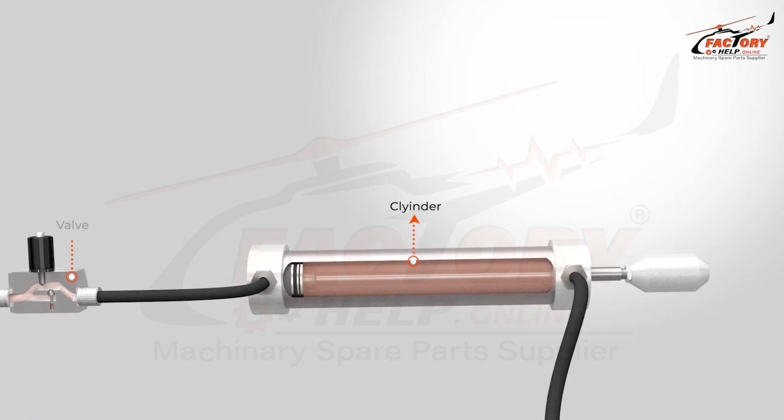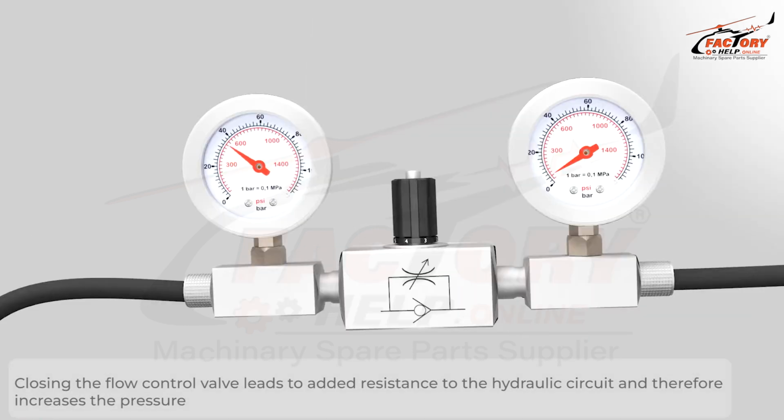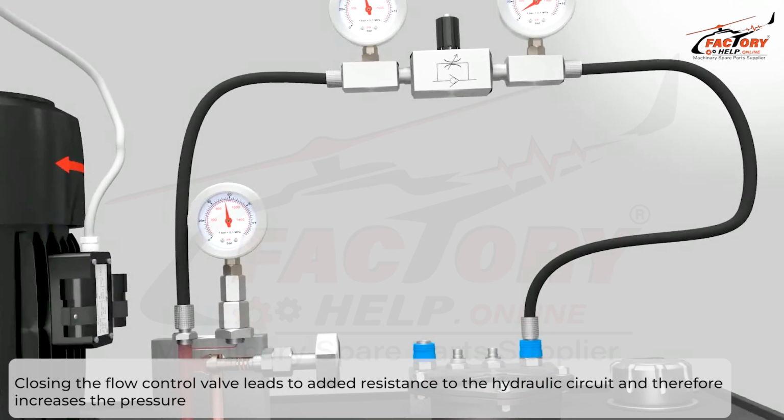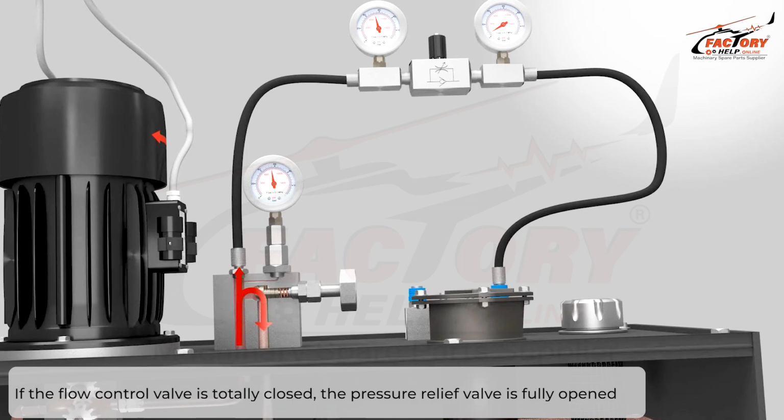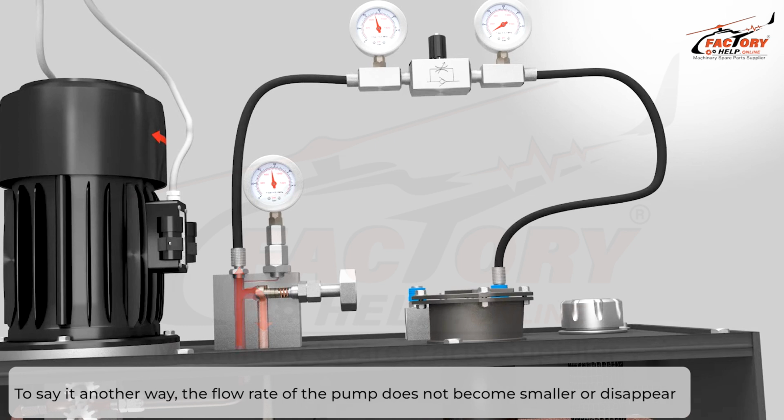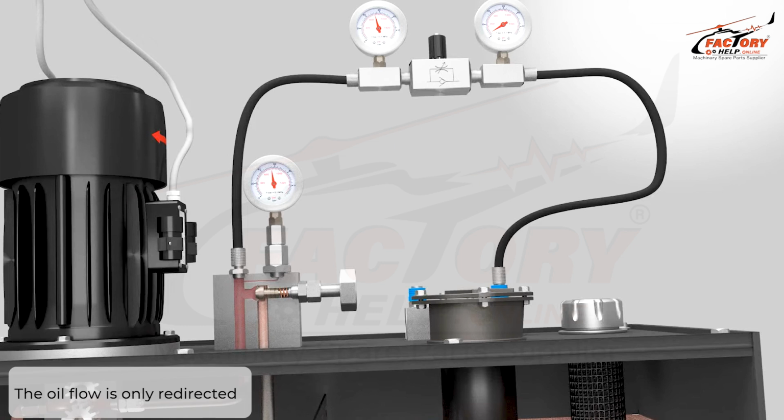Closing the flow control valve leads to added resistance to the hydraulic circuit and therefore increases the pressure. Furthermore, high pressure results in a partial bypassing of oil over the pressure relief valve within the hydraulic power pack. If the flow control valve is totally closed, the pressure relief valve is fully opened. To say it another way, the flow rate of the pump does not become smaller or disappear. The oil flow is only redirected.